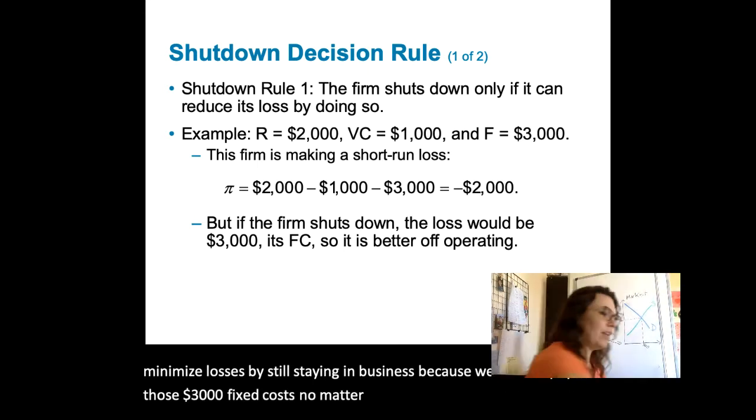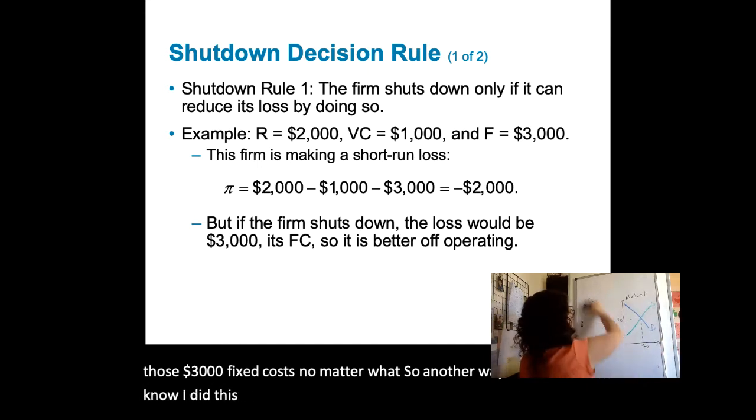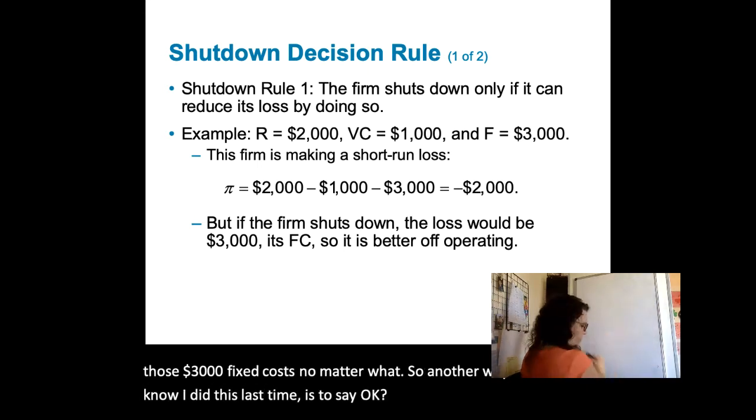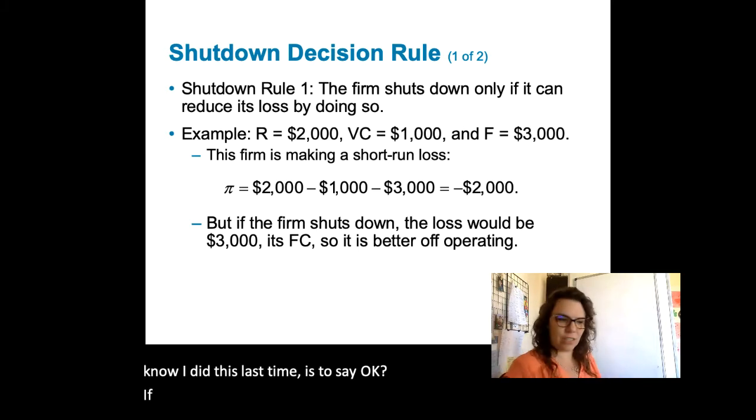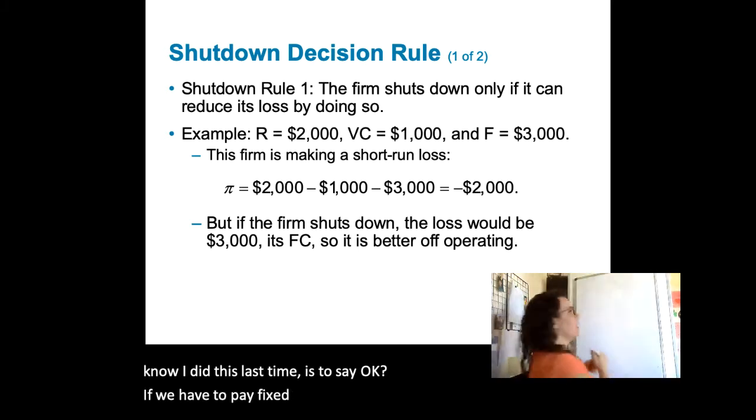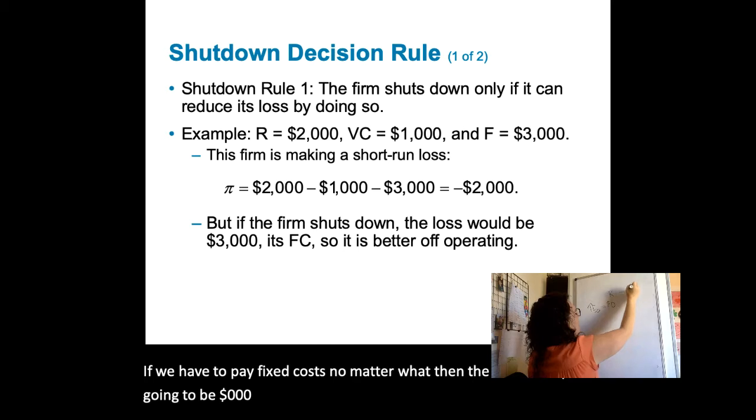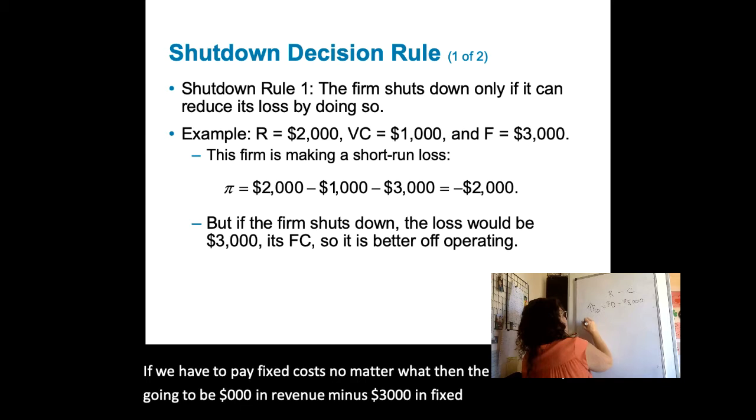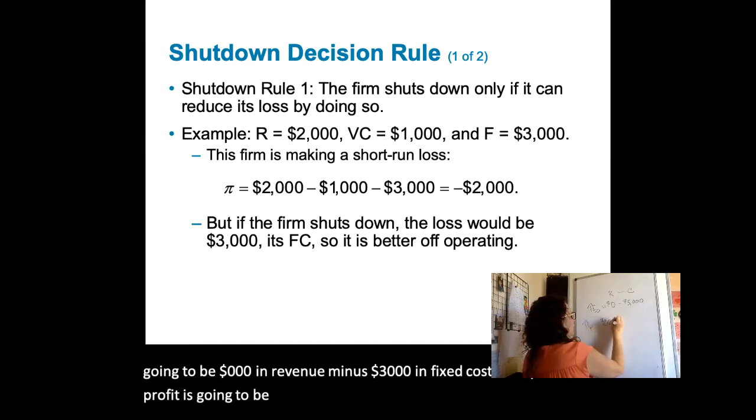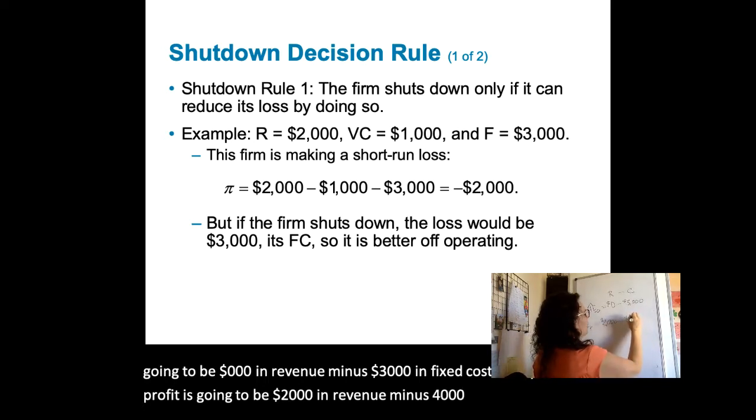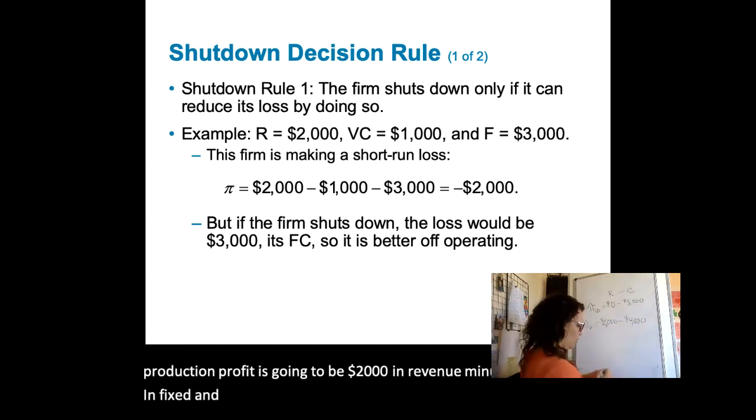So another way to think of it, and I know I did this last time, is to say, okay, if we have to pay fixed costs no matter what, then the shutdown profit is going to be $0 in revenue minus $3,000 in fixed costs. The production profit is going to be $2,000 in revenue minus $4,000 in fixed and variable costs, right?